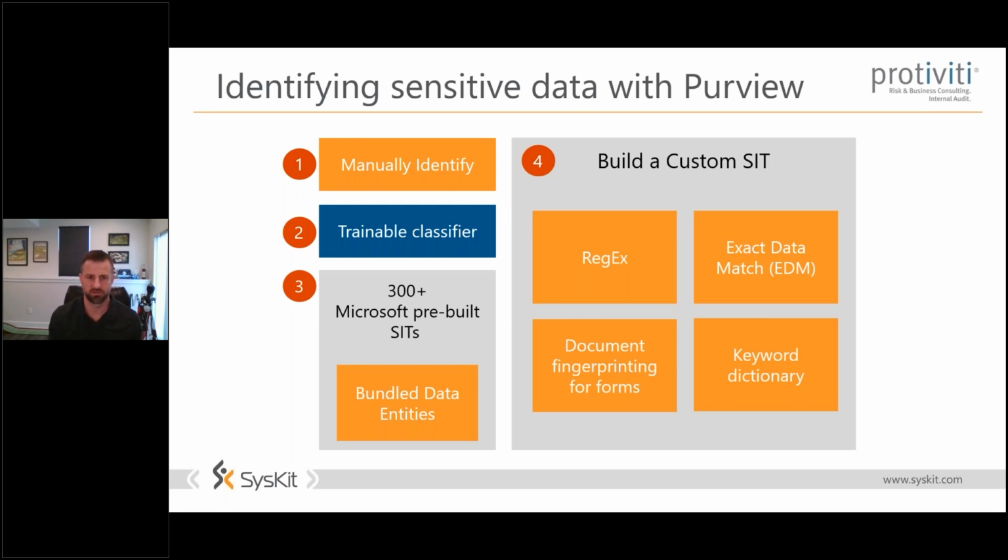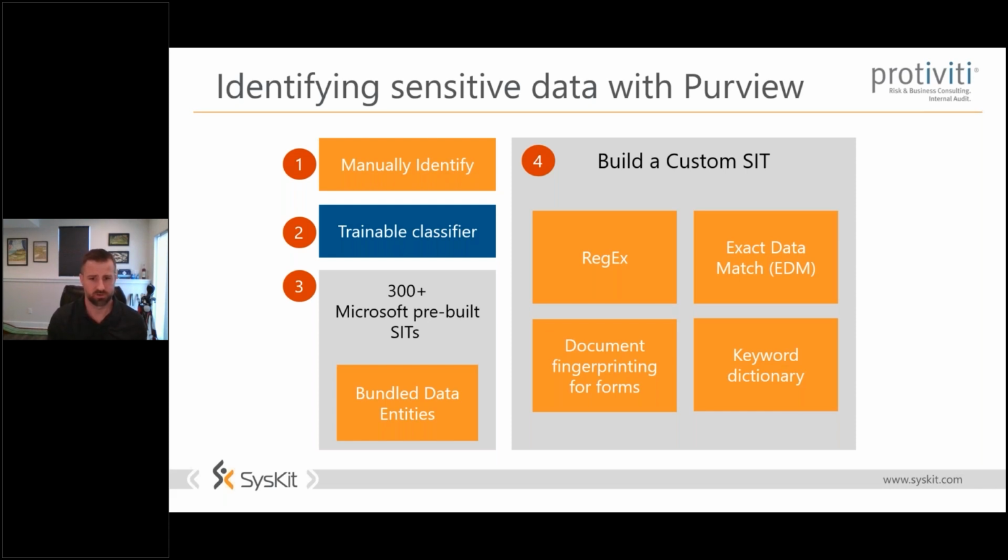So we can either manually identify it, so people can come in and do it. You can build what's called trainable classifiers. So let's say you have a consistent type of document, maybe a contract file that always looks the same, or maybe a statement of work, and we want to protect that. Well, you can use machine learning to build models and train a classifier, and it can go out and find that sensitive data and add rules against it.